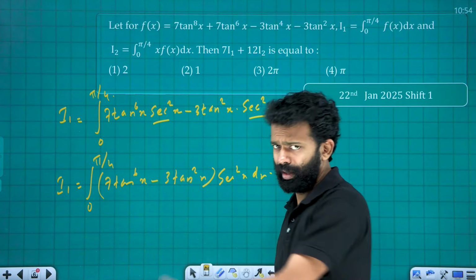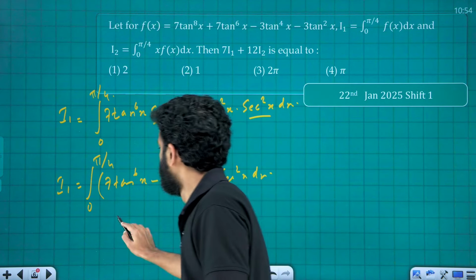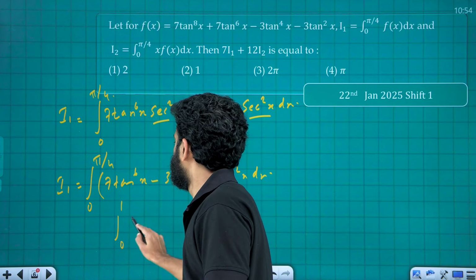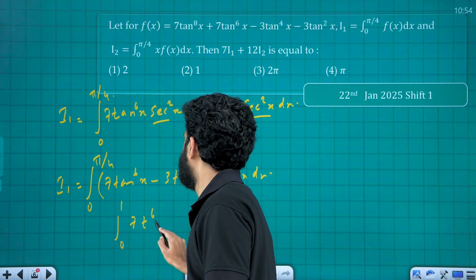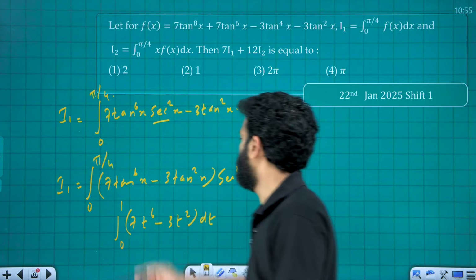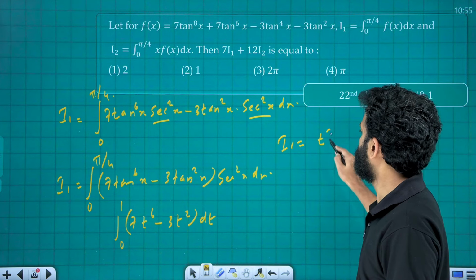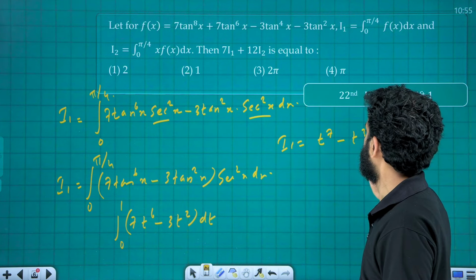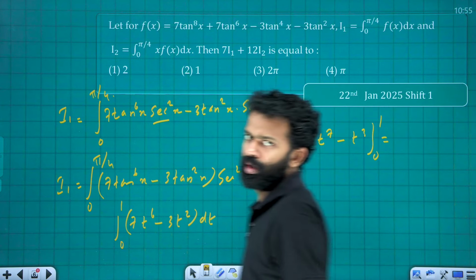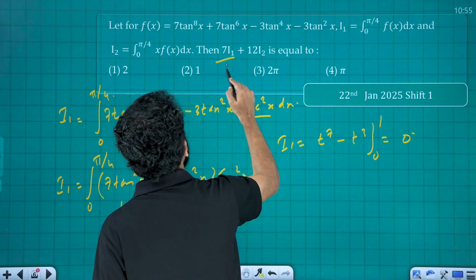It's done actually. Put tan x is equal to t. Then it is over. Therefore it will be the integral from 0 to 1 of 7 t raised to 6 minus 3 t square dt. If you integrate it, you will get I1 is equal to t raised to 7 minus t cube from 0 to 1. What is the answer for this one? 0, right? Therefore, the value of I1 is 0. We got the part answer.